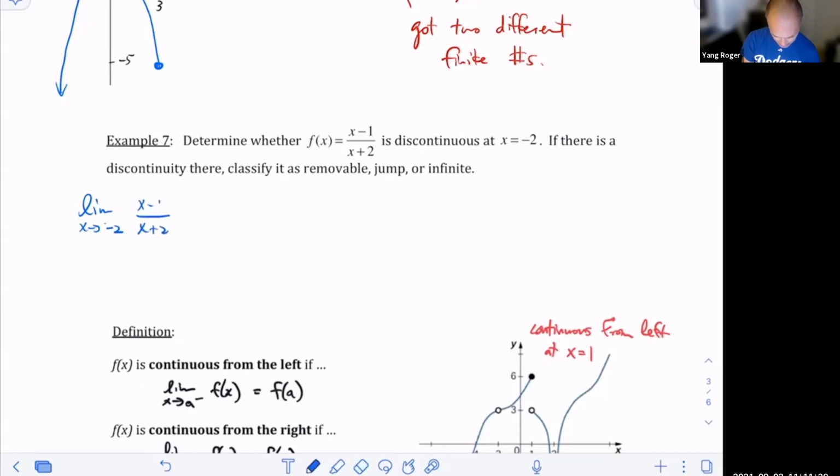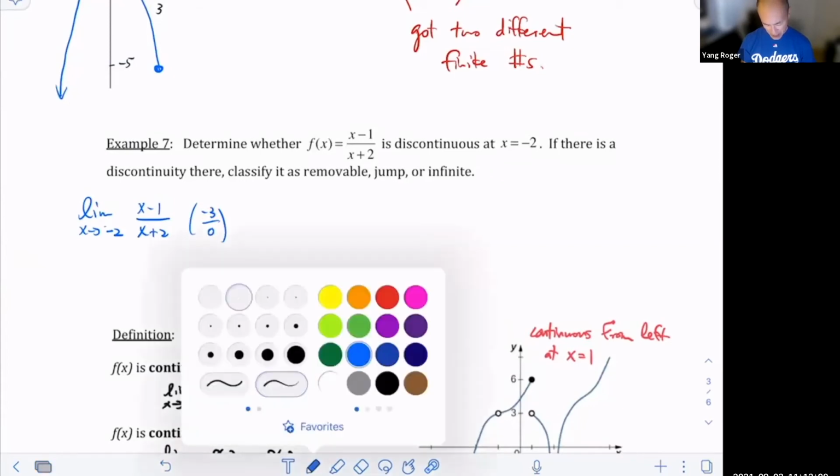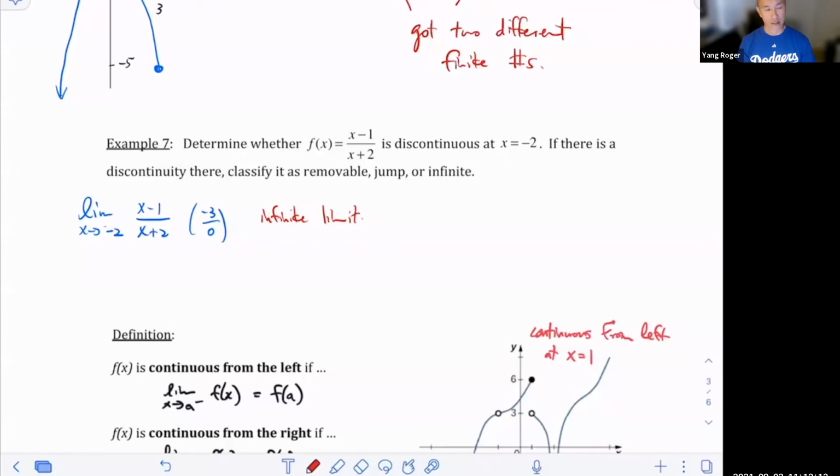And it sounded like, I wasn't sure who was talking there, but it sounded like whoever made the suggestion was saying plug in the number of negative 2. And I like that. So when I plug in the number negative 2, what am I going to get? Well, I'm going to get a negative 3 in the numerator. And in the denominator, I'm going to get 0. So once you see that I got a negative 3 divided by a 0, what type of limit is this going to be? Infinite limit. Now, once you have an infinite limit, it's not going to be continuous.